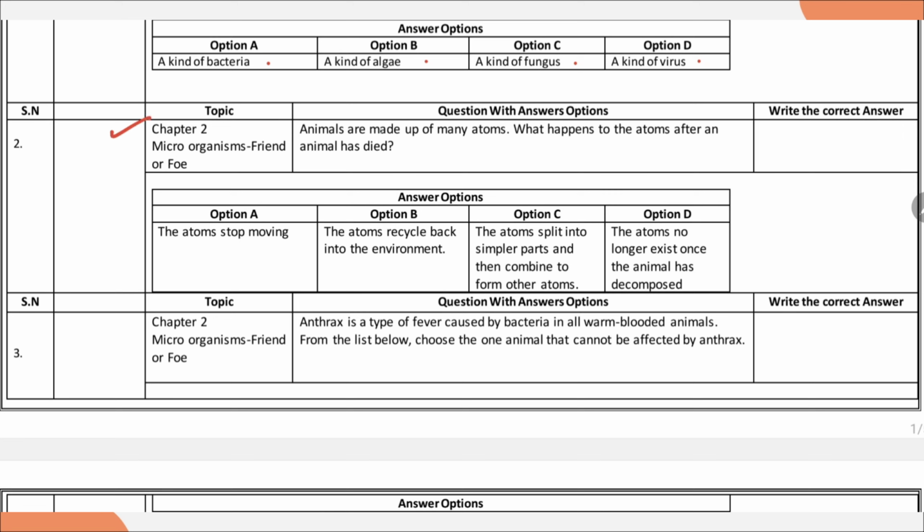The second question is again from that same chapter. Animals are made up of many atoms. What happens to the atoms after an animal dies? Option A, atoms stop moving. Option B, atoms recycle back into the environment. Option C, atoms split into simpler parts and then combine to form other atoms. Option D, atoms no longer exist once the animal has decomposed.